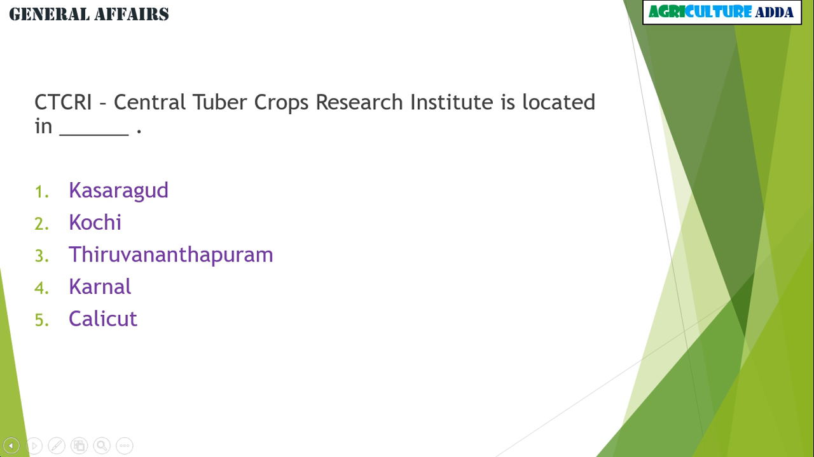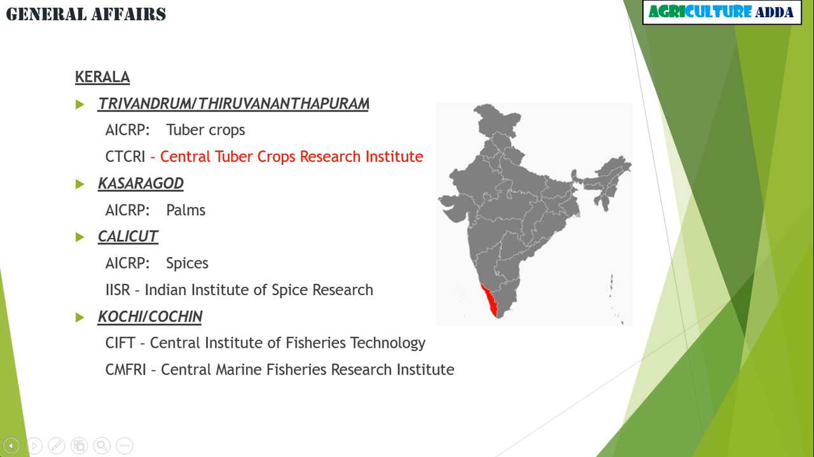And next, in general affairs section, CTCRI, that is Central Tuber Crops Research Institute, is located in Kasargodu, Kochi, Thiruvananthapuram, Karnal, Calicut. Answer is Kochi.